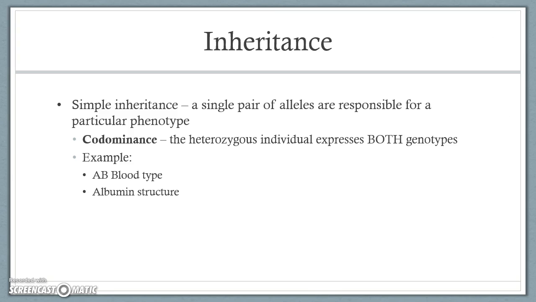The other example of simple inheritance is codominance. This is when one allele is not dominant over another. The heterozygous individual expresses both genes in their phenotype. Examples of this include the AB blood type and certain albumin structures.